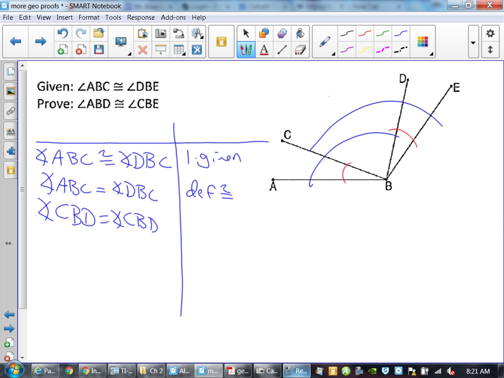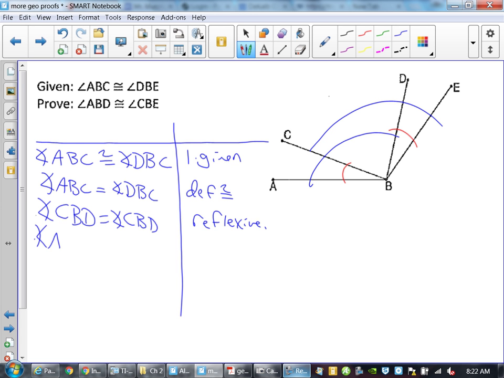What is that? It's reflexive, very good. You are yourself. If you have to define something that's in between that's shared, you have to say that it's equal to itself. Then you can add it to both sides. Okay? Because now I can add that CBD to both sides of the equal sign, and it doesn't change anything, by using not angle addition, but just addition property of equality.